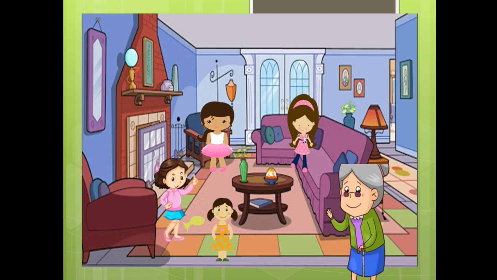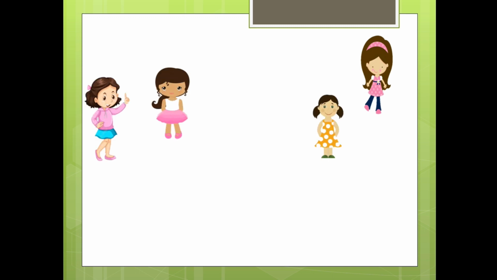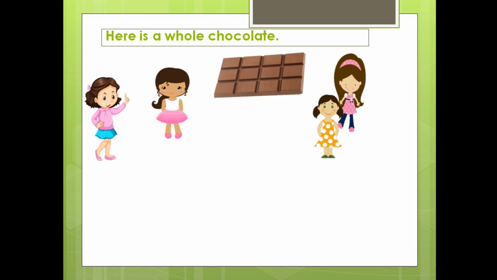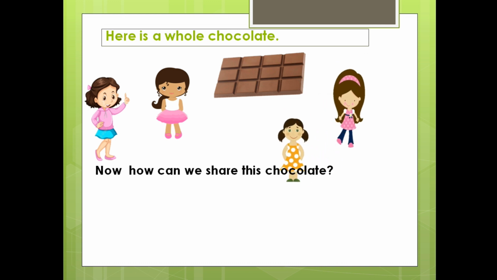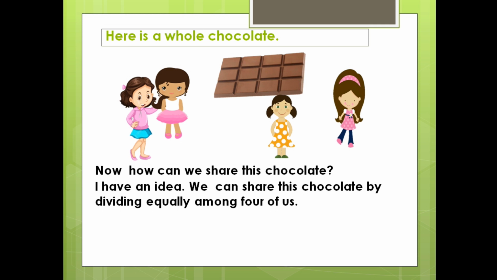Then the grandmother came and said, "I have kept a chocolate for you. Go and have the chocolate." The kids eagerly came to see the chocolate. "Here is a whole chocolate. How can we share this chocolate?" "I have an idea. We can share this chocolate by dividing equally among 4 of us."